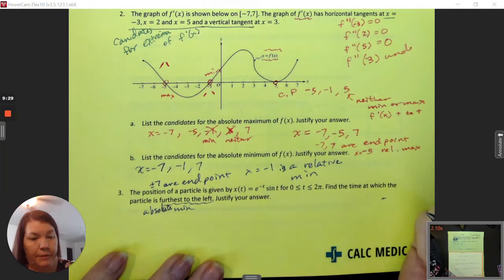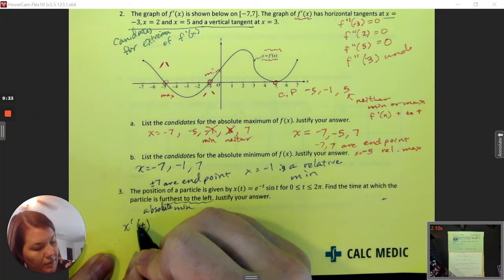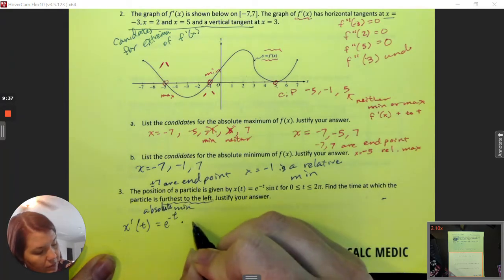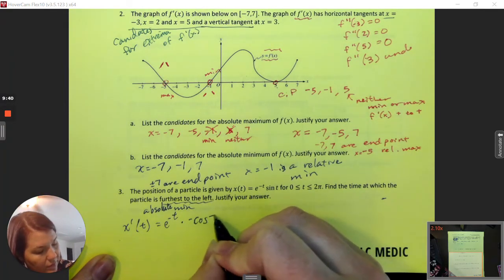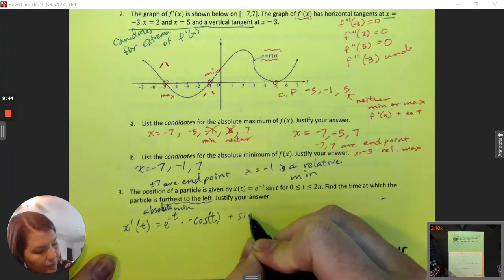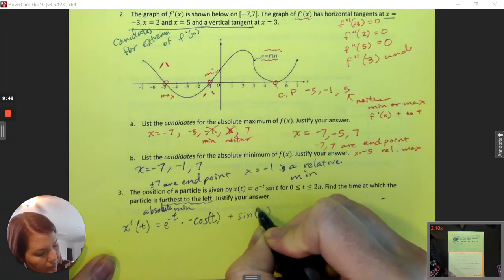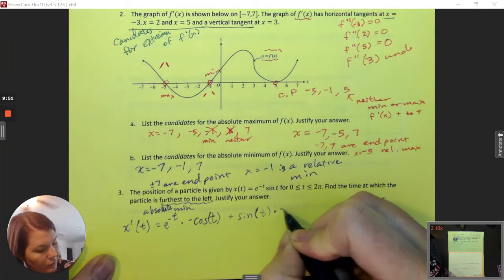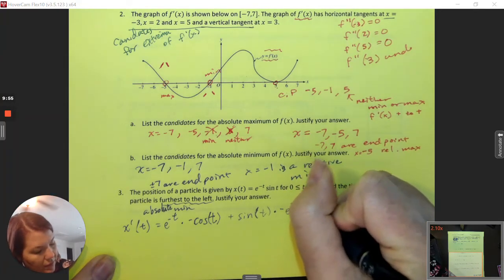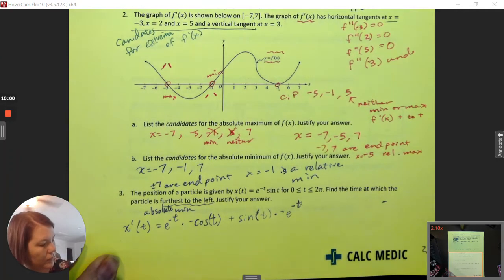Okay, so start with the derivative. x prime of t equals first times the derivative of the second, plus the second times the derivative of the first. So it's e to the -t times the derivative of -t, which is -1, which kind of makes sense.